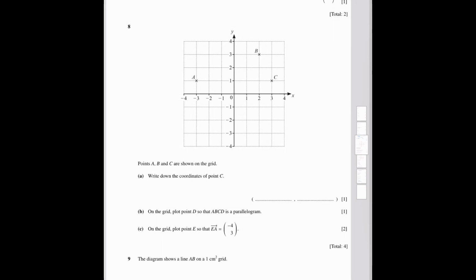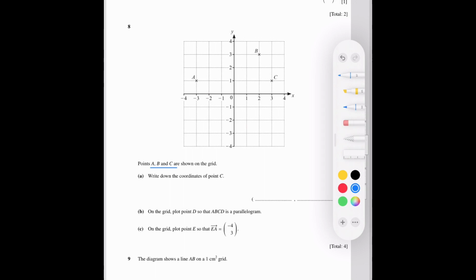So it says points A, B and C are shown on the grid. Write down the coordinates of point C. So with coordinates, we know x goes first, y goes second. So we're looking for C, which is here, just highlighted. The first thing we do is we go along our x-axis, and we can see our value is 3 for x. And then we go up our y value, and we should be able to see the answer is 1. So our coordinates are 3, 1 for our point C.